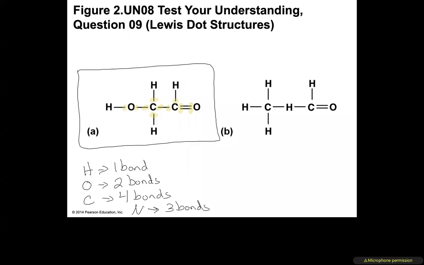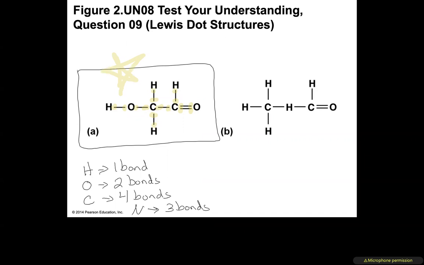So let's check out all the hydrogens. This hydrogen is 1 bond. This hydrogen is 1 bond, 1 and 1. So this right here is a correct molecule. Okay, so let's look at the molecule next to it.